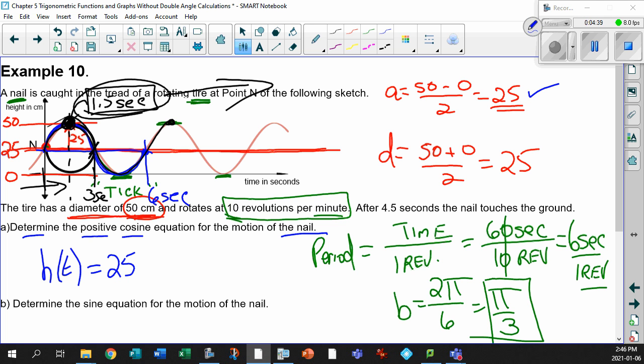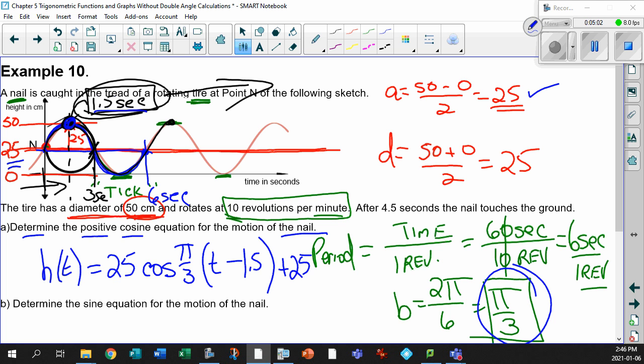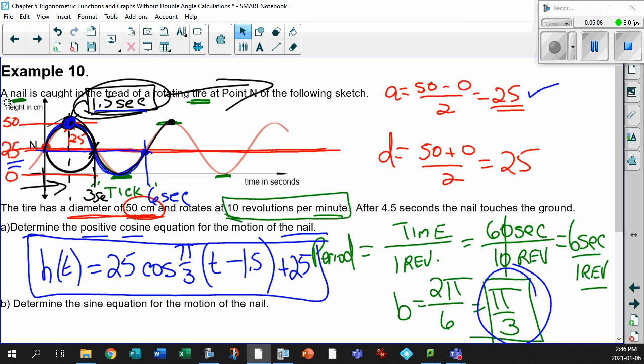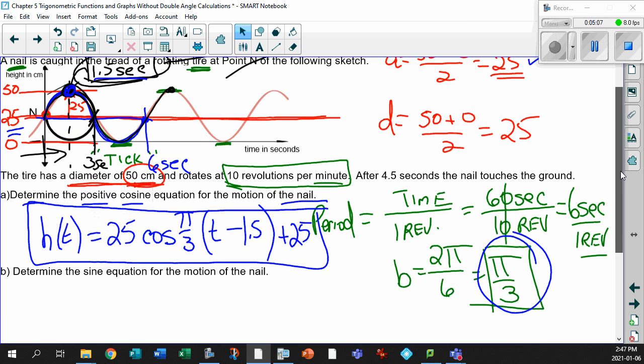This is going to be cos, positive. Our period right here, pi over 3. How nice. Okay. Our shift is going to be time shifted to the right, because I'm going to start here, not at 0, at 1.5 seconds, 1.5. And my d value, of course, is going to be 25. There we go. There's my beautiful equation. Isn't that pretty? Sure it is.